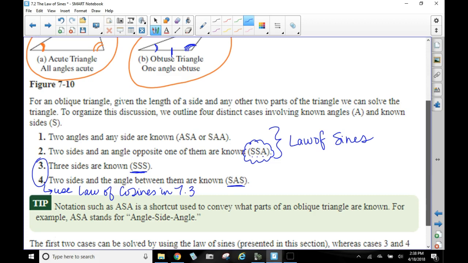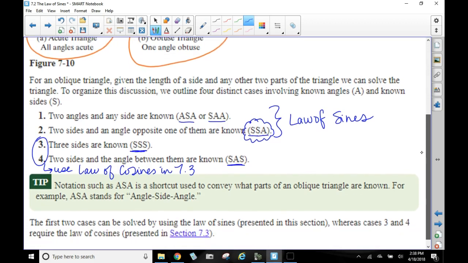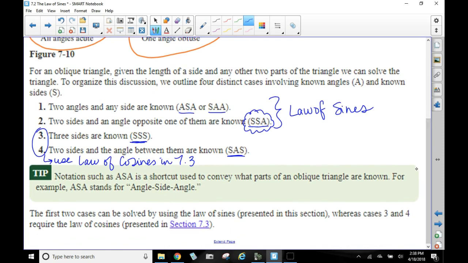So for today, we're going to be working off of these three cases. Pay attention to the angle-side-angle case, side-angle-angle, or side-side-angle. And then there on the tip, it talks about what we just mentioned. ASA means angle-side-angle: two angles and its included side is what that would mean.